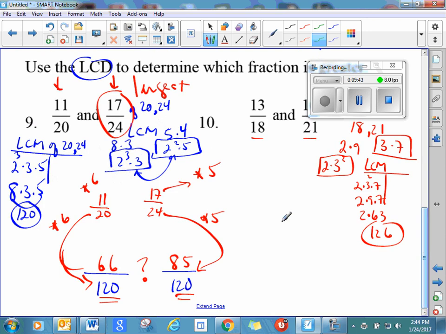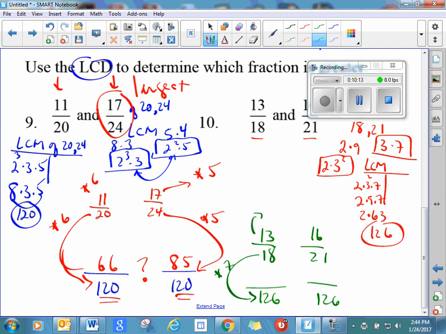Let me go down here, copy these fractions. 13 over 18 and 16 over 21. And I need these to be fractions that have a denominator of 126. So I have to figure out what the numerators are going to be. So you ask yourself, 18 times what goes into 126? Happens to be 7. If you have a calculator, you can use it. If I multiply the 18 times 7 to get 126, I have to multiply 13 times 7, and I get 91. That takes care of that fraction.